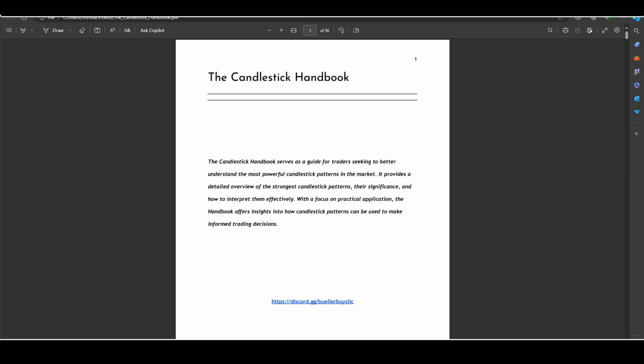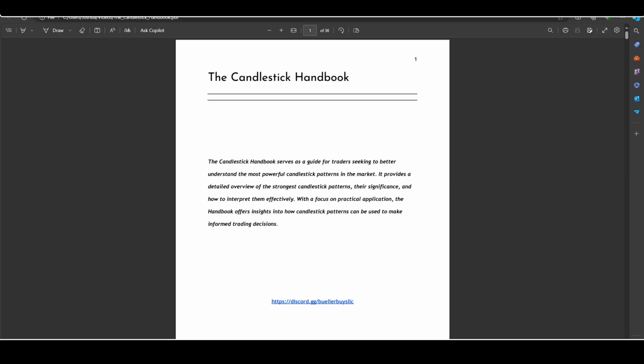It's Bueller, and today we're going to go through the Candlestick Handbook together. I'm going to read through pretty much all of this, and we'll go over some other notes as they pop up in my head. But for the most part, I'm going to stick to the script of what's in this guide from Leeland.